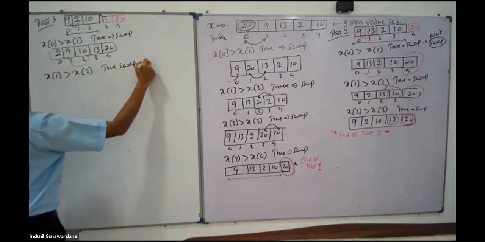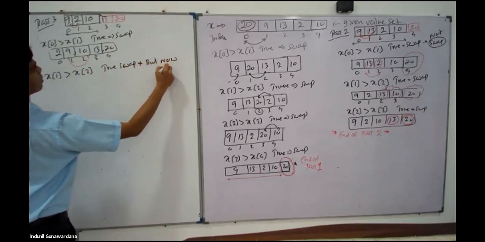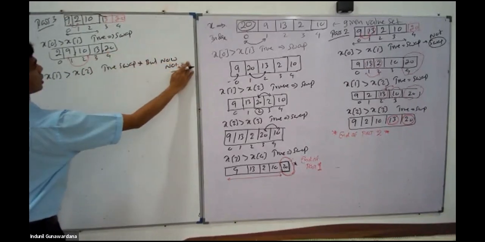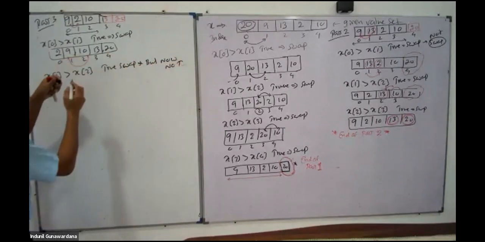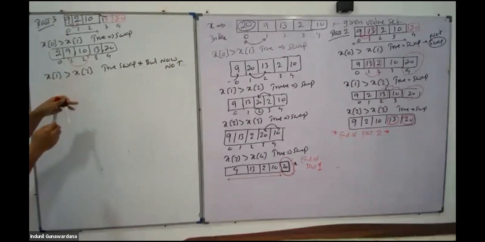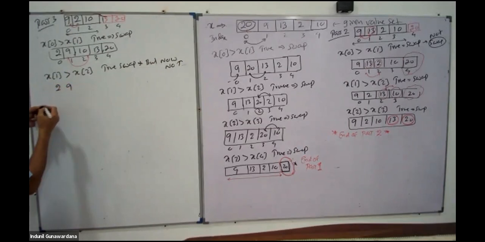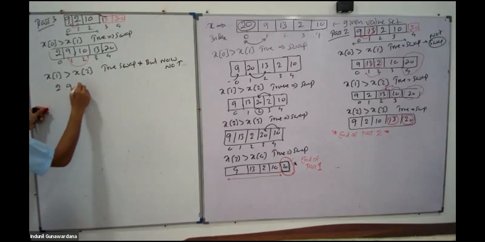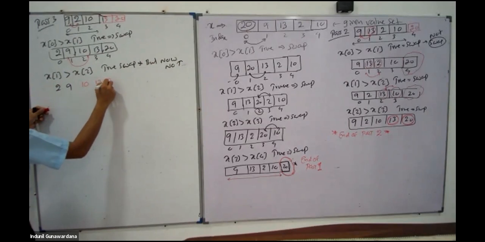But now, not now. Why? Because this is larger. x1 is larger than that, no. Therefore, this is the end of pass 3 as well. Then 2, 9, and then these are going to be 10, 13 and 20.